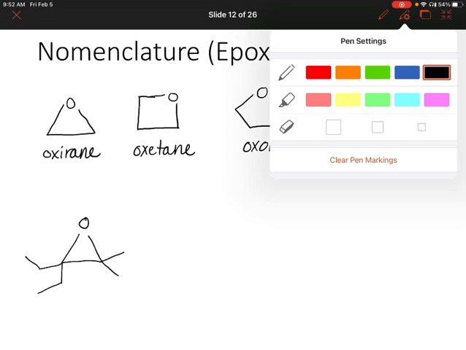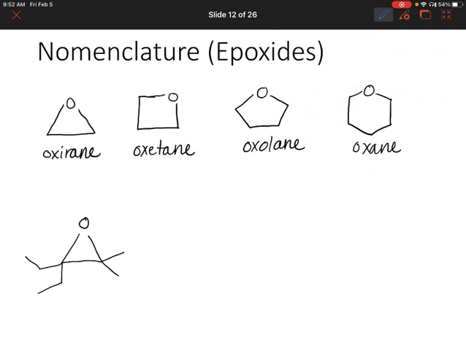We also want to make sure that the epoxide has the lowest number possible. So I'm going to number from right to left. Okay, so our longest carbon chain is pentane. So we'll write that down. And again, I'm using ANE at the end because we have all single bonds across that carbon chain.